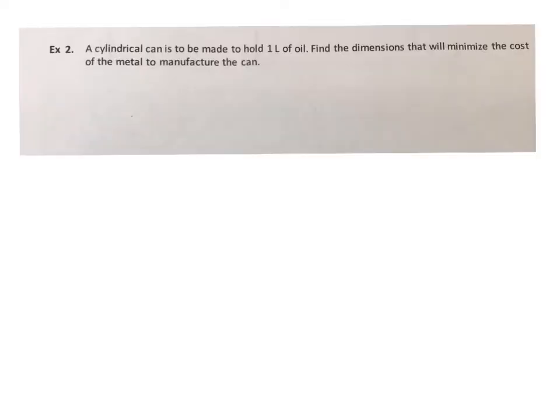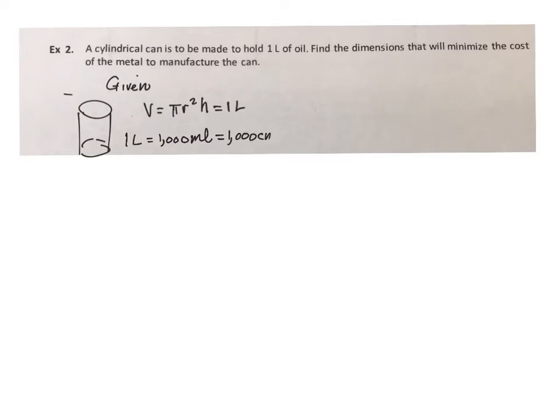In example number 2, we have a cylindrical can that can hold 1 liter. So here's our cylindrical can. And the volume is pi r squared times h, and that can hold 1 liter. 1 liter equals 1,000 milliliters, which is the same as 1,000 cubic centimeters. So our volume equals pi r squared times h equals 1,000 centimeters cubed.